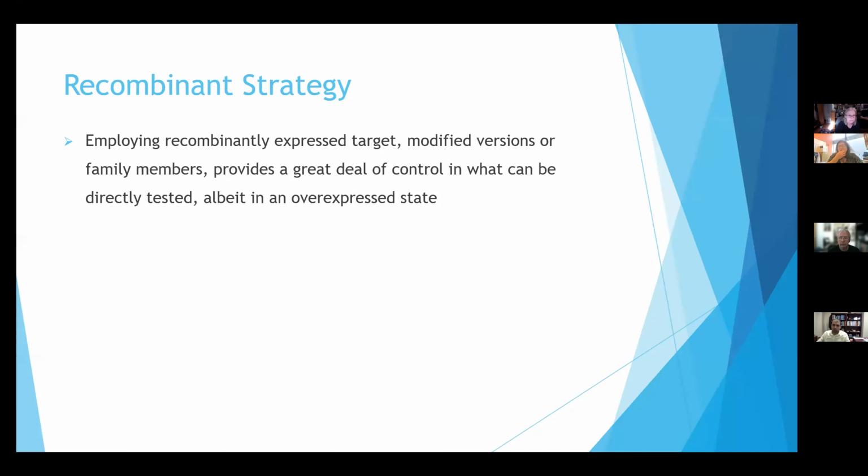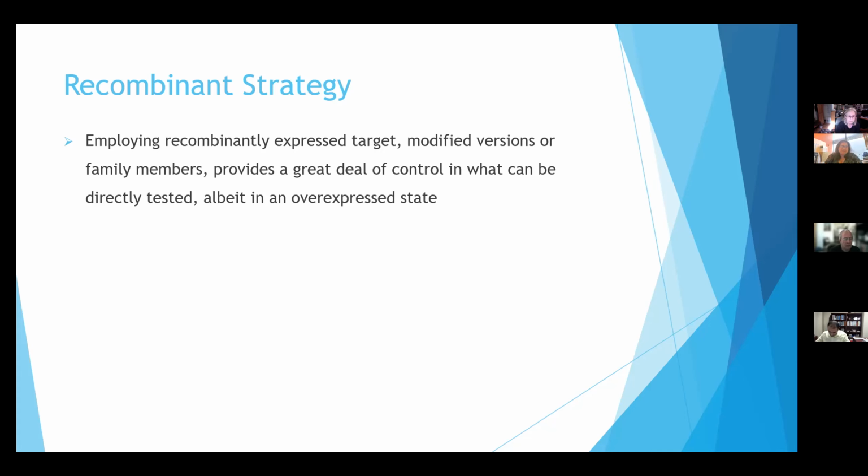So the recombinant strategy is one that is used a lot because it's easy, right? So you take a cell line and you overexpress your target. So your cell line without it is your negative control. Your cell line with the recombinant protein is your sample where you want to see staining. It's very clear, it's black and white.